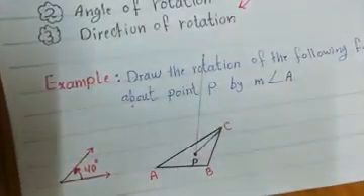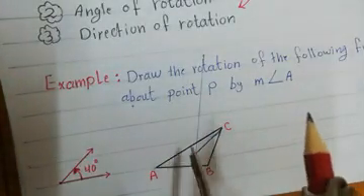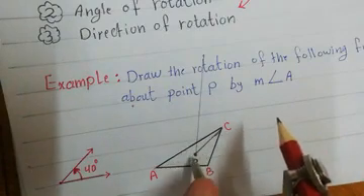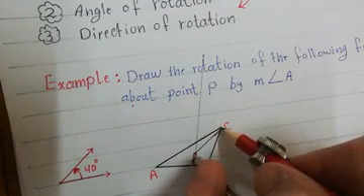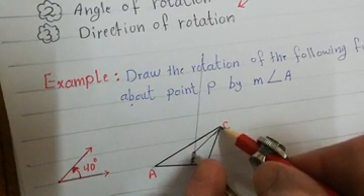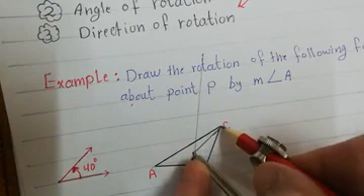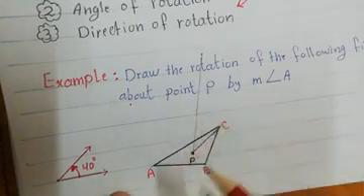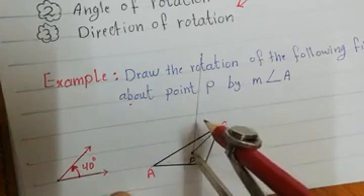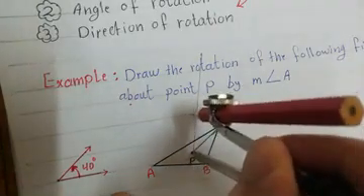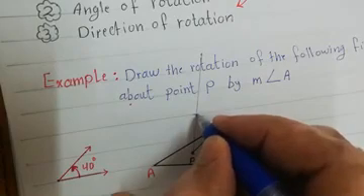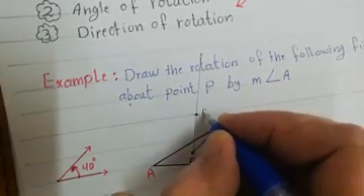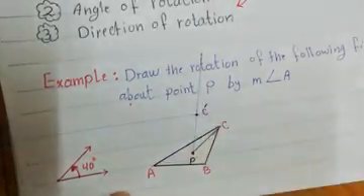Now I can use a ruler or the compass. The compass is better than the ruler, and I find the distance from the center of rotation to the original vertex, which is C, the pre-image. Now this is the distance. I will keep this length and I will cut here. So this is the image of C, which is C prime. I will do the same thing for the two other points.